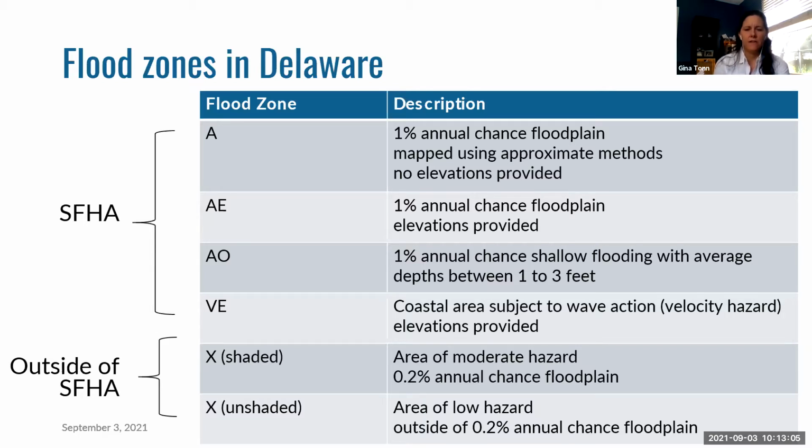And then there are also areas outside of the special flood hazard area, which is generally called the X zone. This is an area of lower flood risk. There's a shaded X zone, which is an area of moderate flood hazard. It's also known as the 500-year floodplain or the 0.2% annual chance floodplain. And then there's an unshaded X zone, which is pretty much anything outside of that, an area of lower hazard, anything outside of the 500-year floodplain.